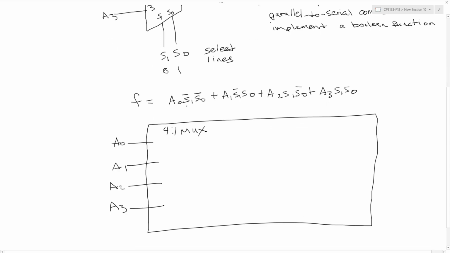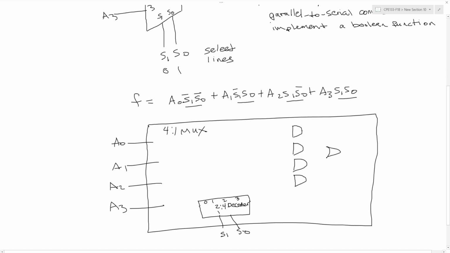So if I look at the Boolean expression, I see that I have all of the minterms of the 2 variables S1 and S0. So I'm going to go ahead and reuse some logic here that we've already built, specifically a decoder, because a decoder can also act essentially as our minterm generator. So I'll use a 2-to-4 decoder. And now I just need 4 product terms, ANDing each of those minterms with one of the inputs from the MUX, and then ORing these all together.